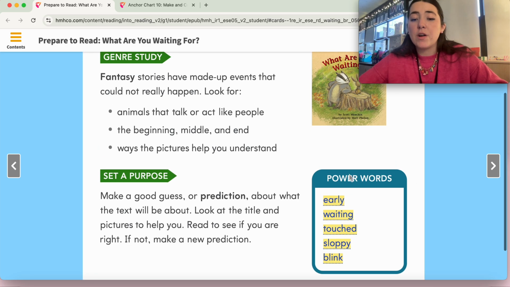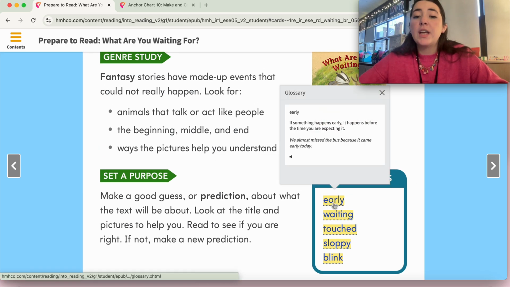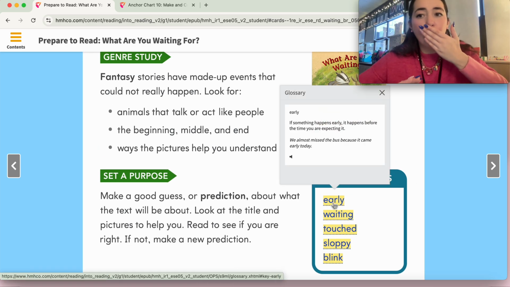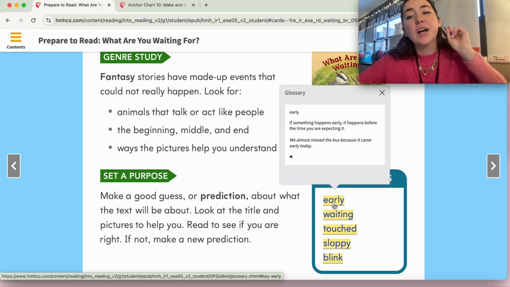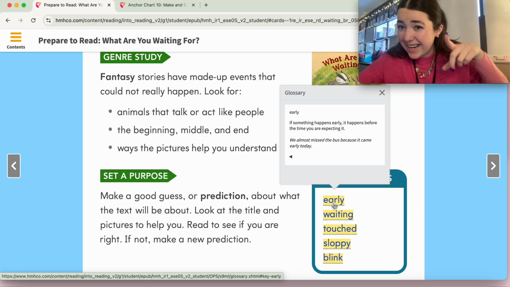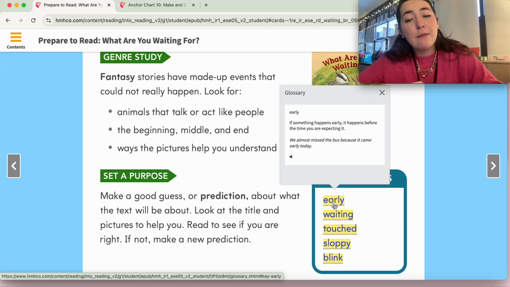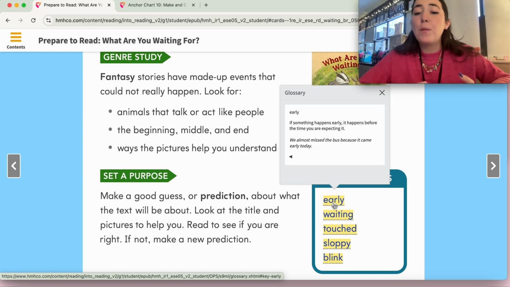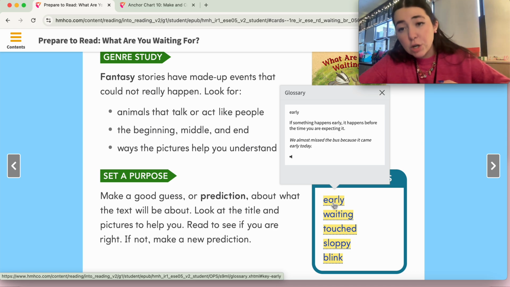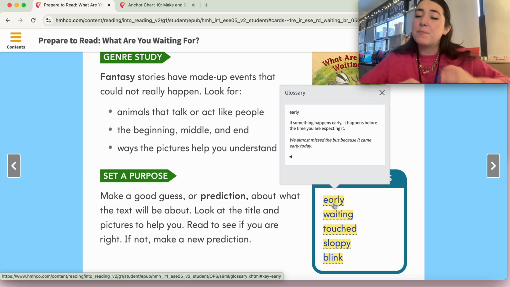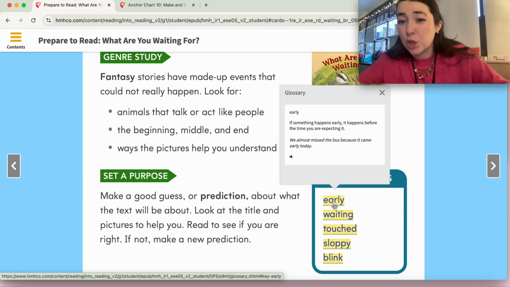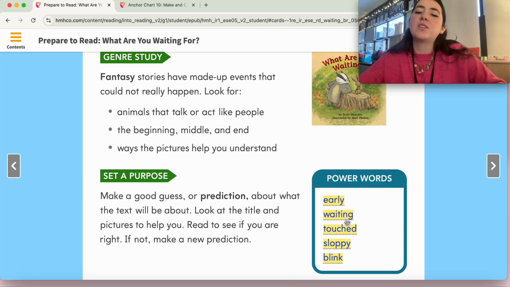Our power words are early. If something happens, Miss Meadows made a mistake. The word is early. Can you say early? Very good. If something happens early, it happens before the time you are expecting it. So, for example, we almost missed the bus because it came early today. It happened before you thought it was going to come, and so you almost missed the bus because it was early.